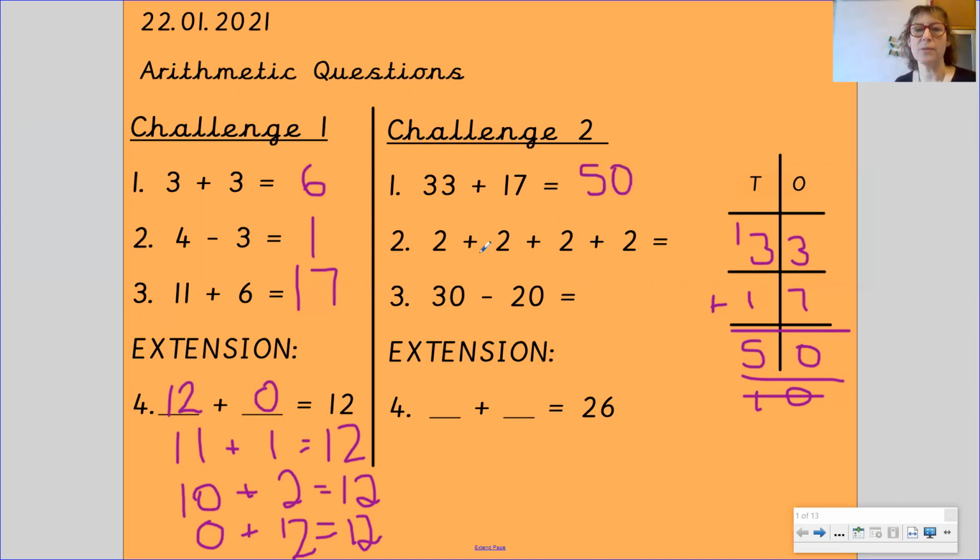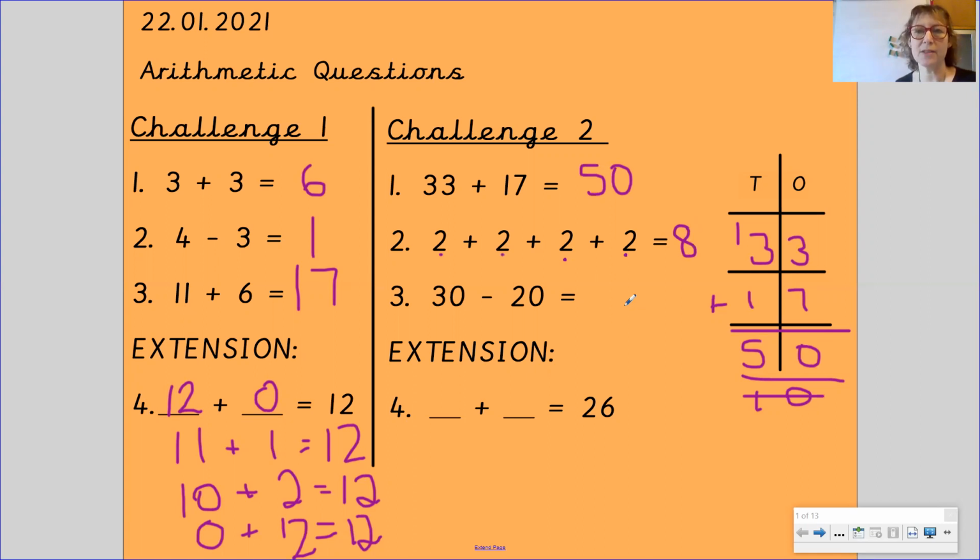The next one, 2 add 2 add 2 add 2. That's like our repeated addition that we were looking at yesterday. So what I'm going to do is I could count on and do 1, 2, and then another 2, and then another 2, and then another 2. Or I can count in 2s. So I've got 2, 4, 6, 8.